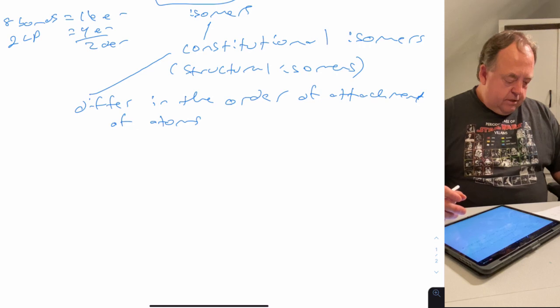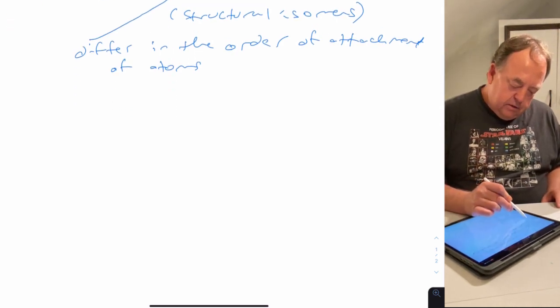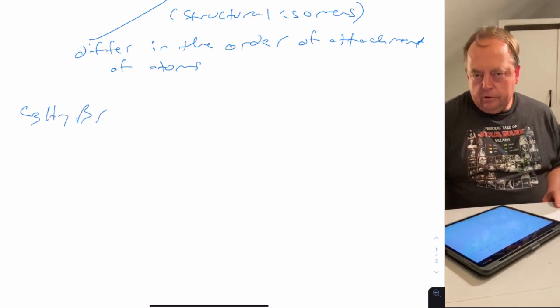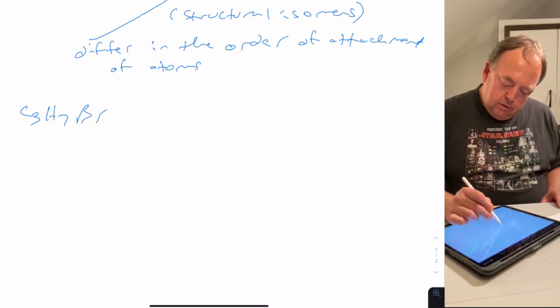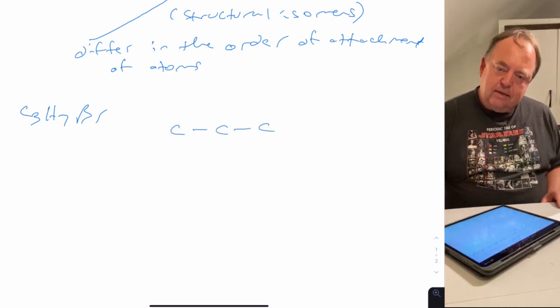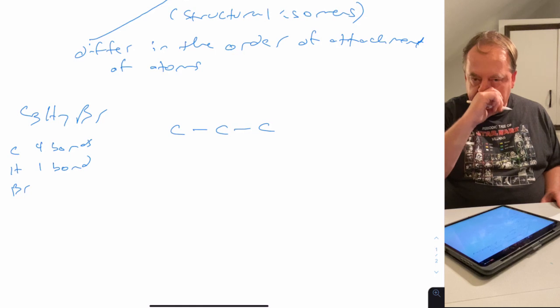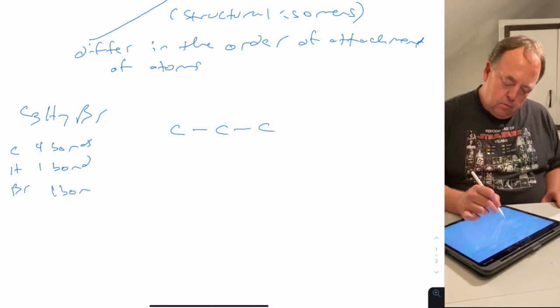Okay, if we take some other examples of constitutional isomers, let's say we have C3H7Br. How many different molecules can you draw? The easiest thing to do is, let's take the 3 carbons, attach them in a chain. You have to keep in mind, carbon likes 4 bonds, hydrogen likes 1 bond, bromine likes how many bonds? It's got 7 valence electrons. It wants 1 more, so it wants to make 1 bond.